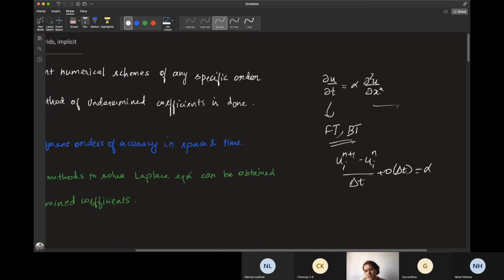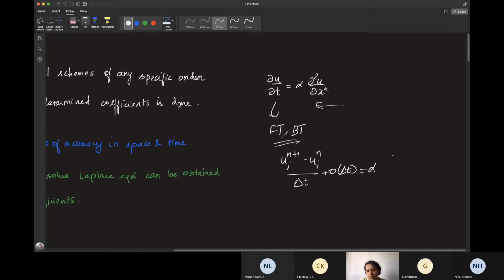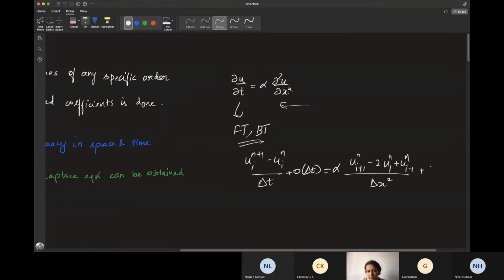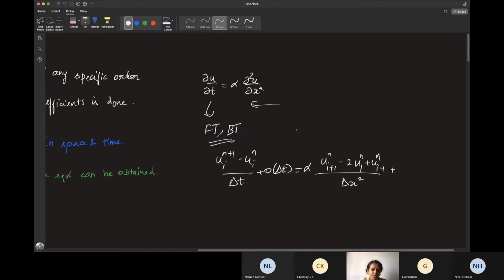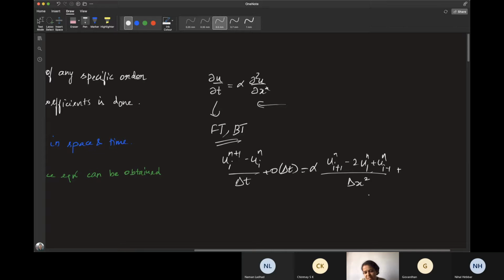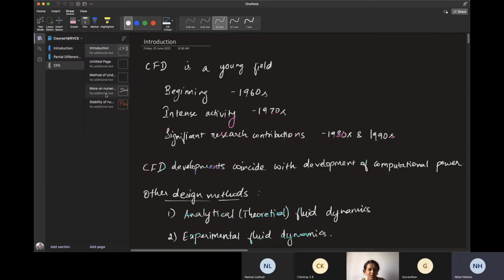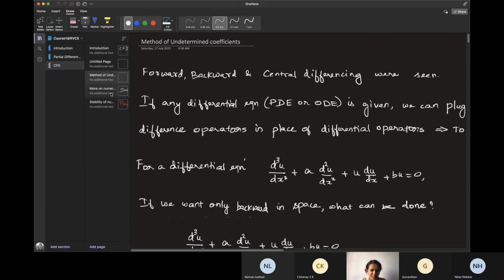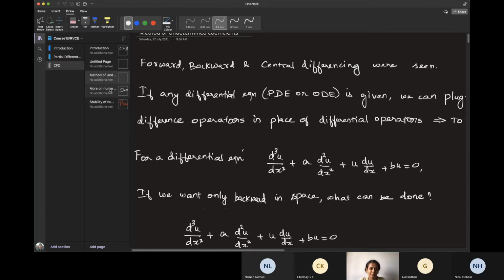Then this term can be approximated by some second order term, say something like this. Now this also has first order accuracy, right? Does it have first order or second order accuracy? We have seen last time. Second order. No, first order. First order, right?